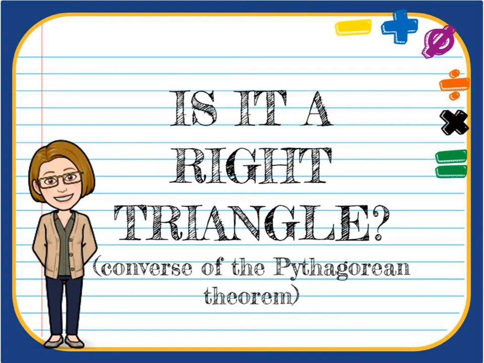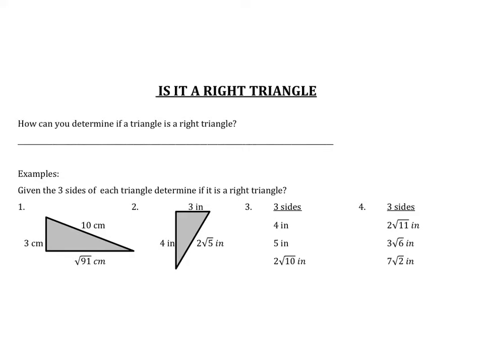So we want to take a look at determining whether or not a triangle is a right triangle. This is also known as the converse of the Pythagorean theorem. What we do know is that the Pythagorean theorem states that if we have a right triangle, then a squared plus b squared equals c squared. So this is if we have a right triangle, right?